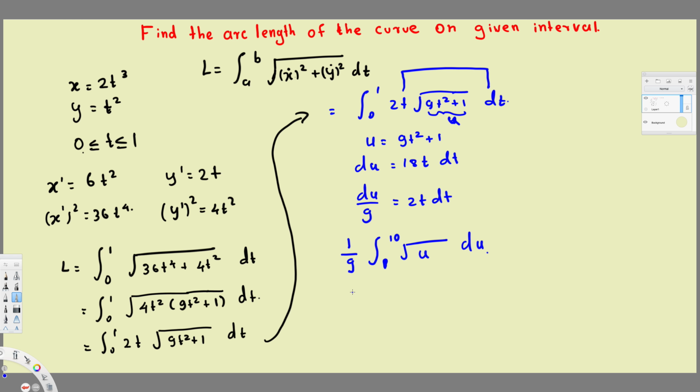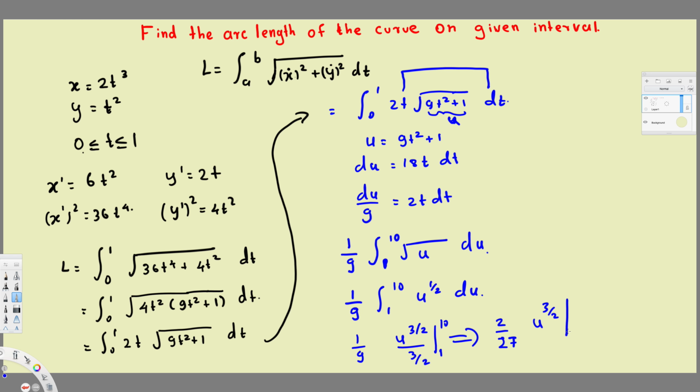So let's do the simplification. 1 over 9 times the integral of u to the power half du. This is going to be 1 over 9 times u to the power 3 by 2 divided by 3 by 2, going from 1 to 10. That's equal to 2 over 27, since 9 times 3 is 27, times u to the power 3 by 2, going from 1 to 10.